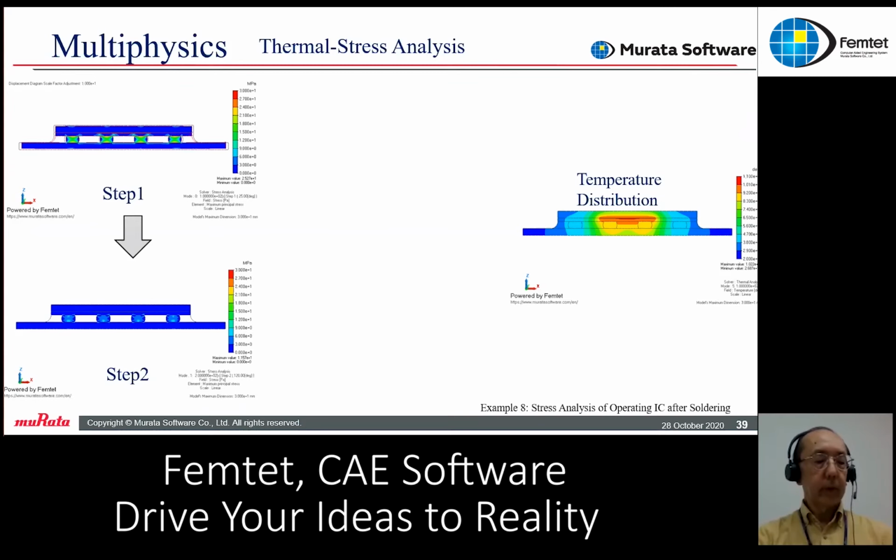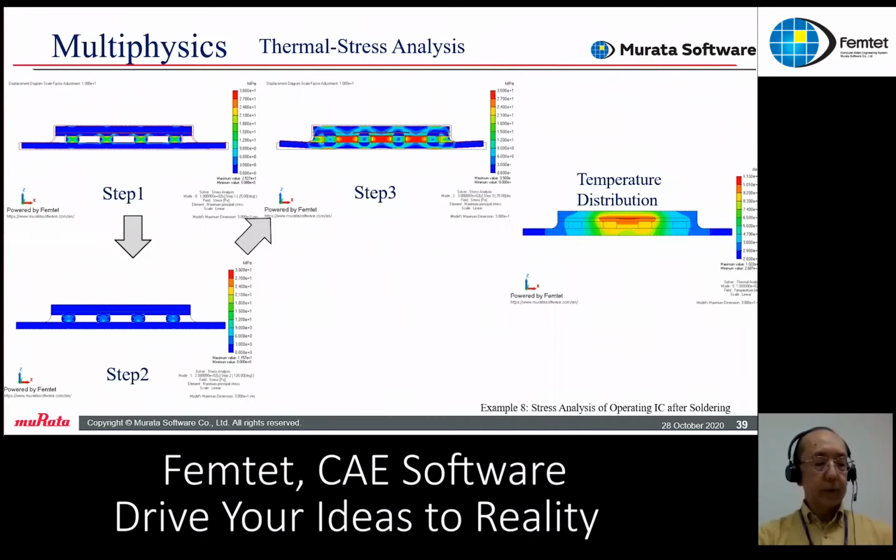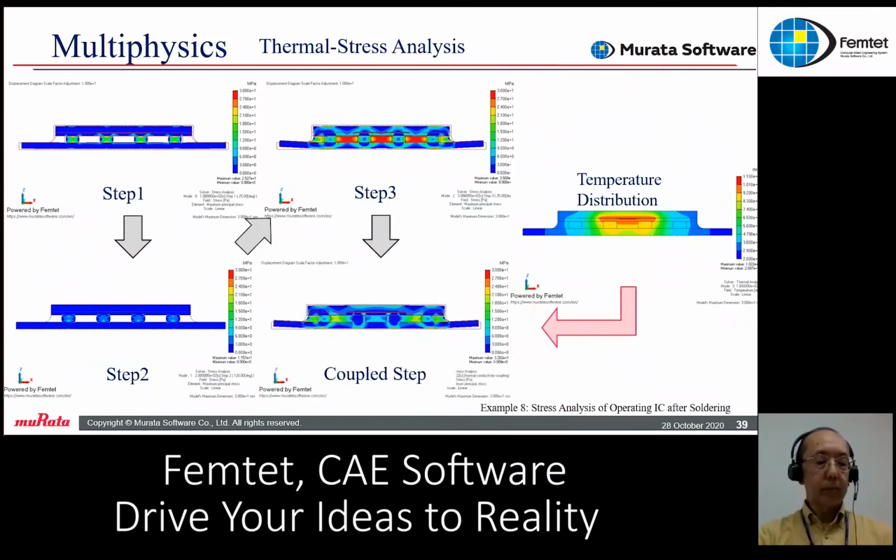Step 2, raise the temperature to 120 degrees. Step 3, harden the underfill. And up to this, the uniform thermal load is applied. And here we take the temperature distribution into account and perform the coupled analysis.